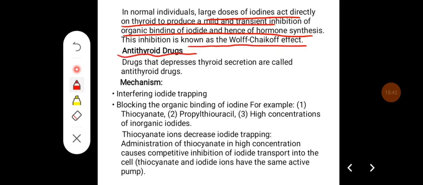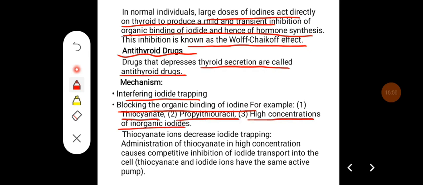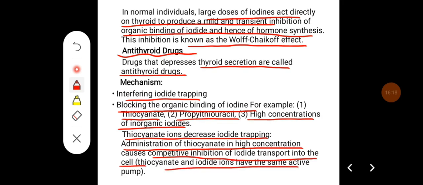Antithyroid drugs: those that depress thyroid secretion are called antithyroid drugs. Mechanisms: they mainly act by interfering with iodide trapping and by blocking the organic binding of iodine, for example thiocyanates, propylthiouracil, and high concentrations of inorganic iodides. Thiocyanate ions decrease iodide trapping, and administration of thiocyanate in high concentration causes competitive inhibition of iodide transport into the cell. That is, thiocyanate and iodine ions use the same active pump.